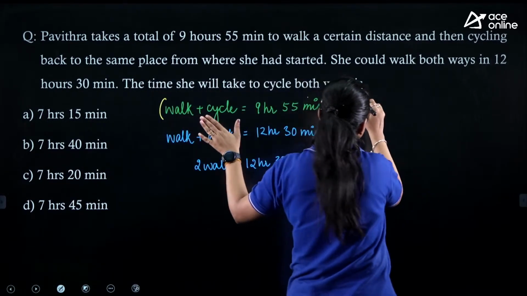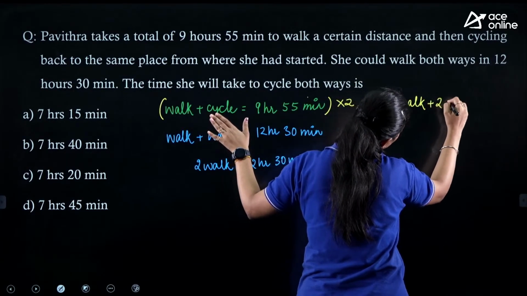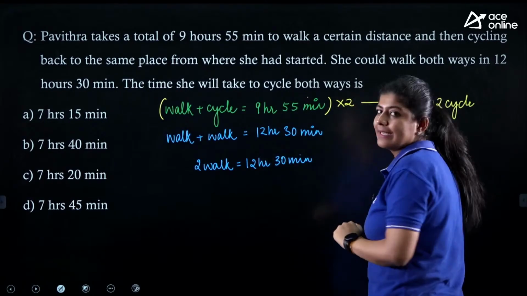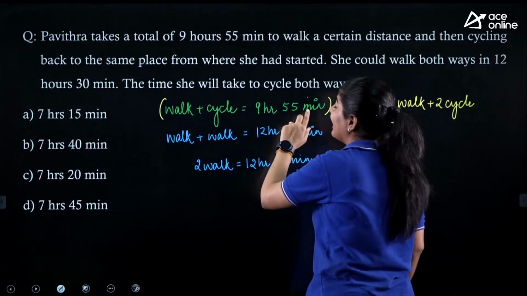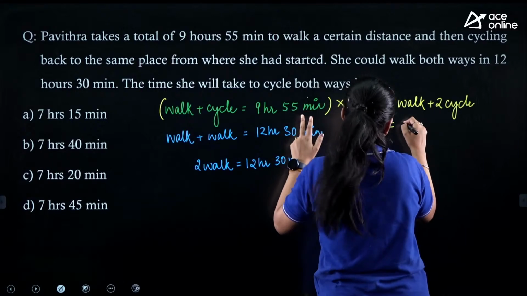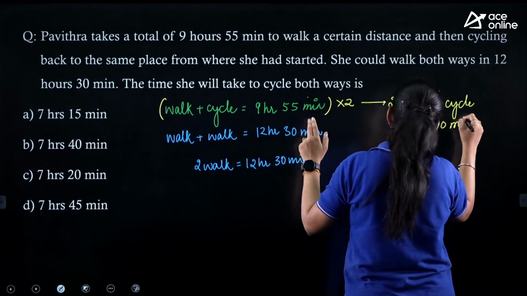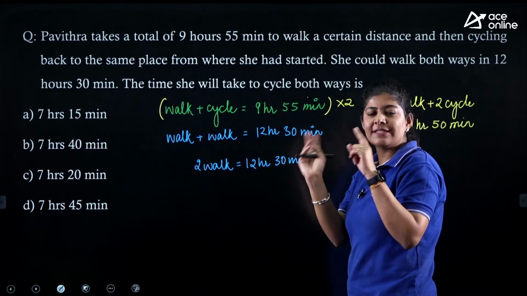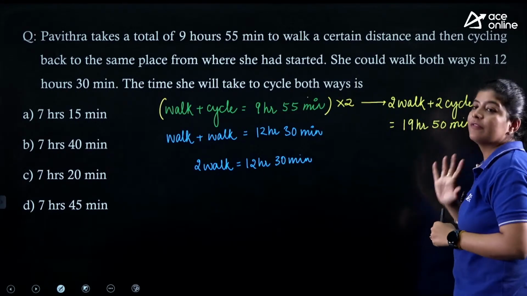As I multiply this equation by 2, I get twice of walk plus twice of cycling equals, now 9 into 2 is 18, but here we are having 55, and we are talking in terms of time period. So here we will get 19 hours and 50 minutes. We transfer this 5 minutes to another one and make it 60, and 60 minutes is converted into 1 hour, and that's why we are getting 19 hours and 50 minutes over here.